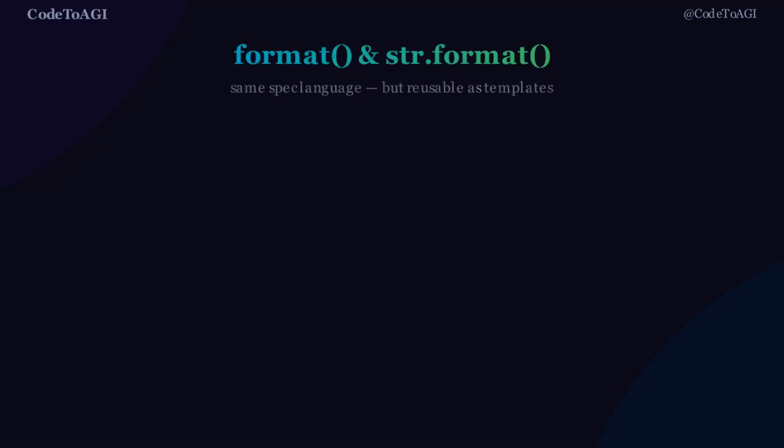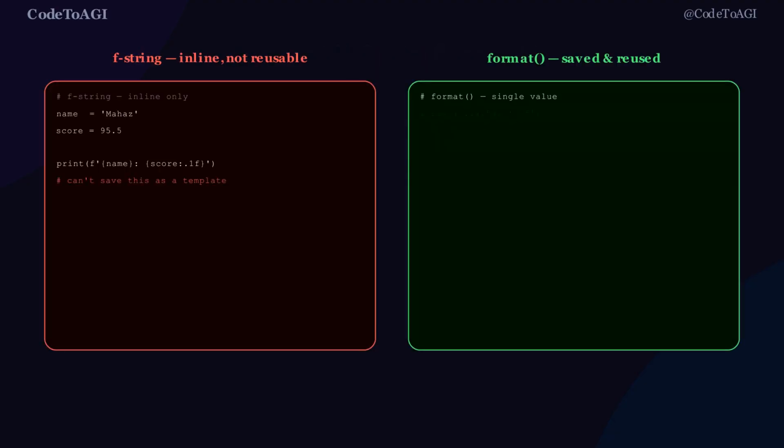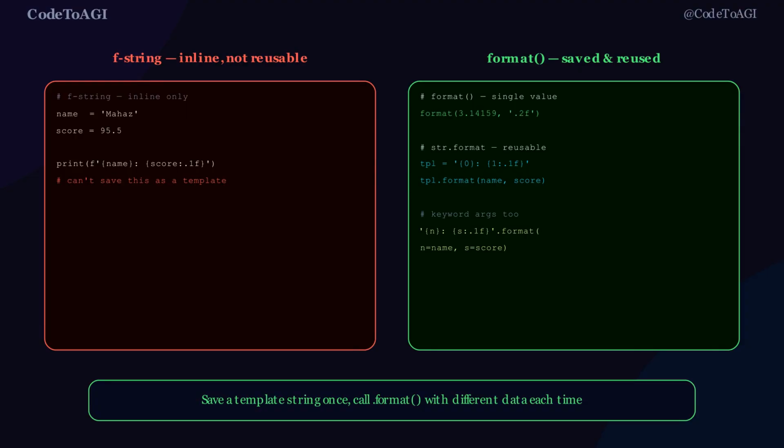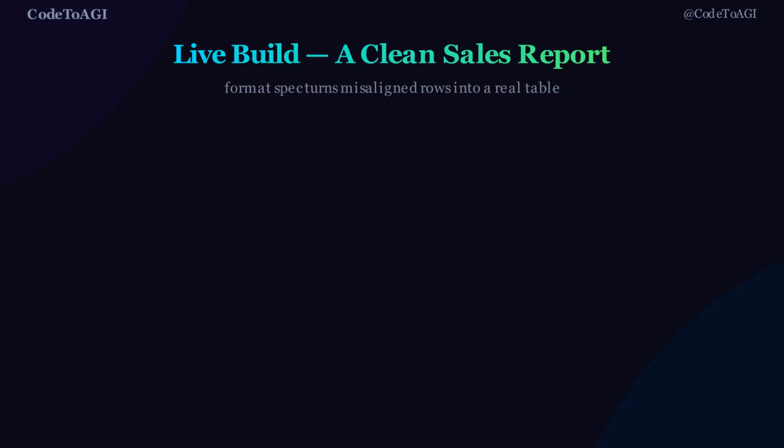Format and str.format predate f-strings. Same spec language, different syntax. Format a value, spec, one value at a time. .format on a string handles multiple placeholders at once. Curly braces 0, 1 are positional arguments. Curly braces name are keyword arguments. Great for templates you reuse with different data. F-strings can't be saved and reused. Format can.